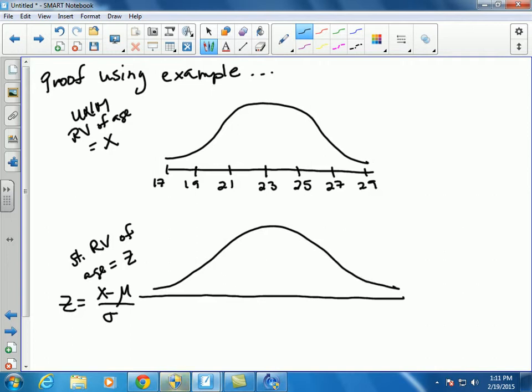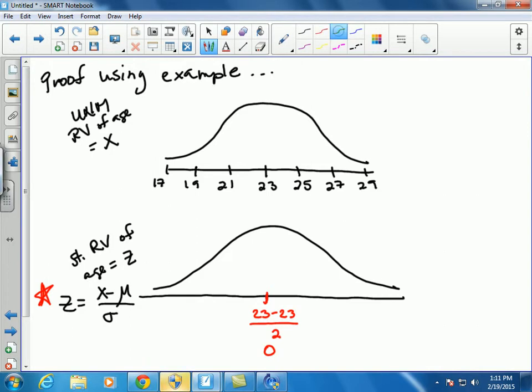Imagine those look exactly the same. And what I'm going to do is turn 23 using the z-score. So I'm going to take x, which is 23, subtract off the mean, which is 23, and divide by 2. I'm using this formula over here. Well, 23 minus 23 is 0. 0 over 2 is 0.